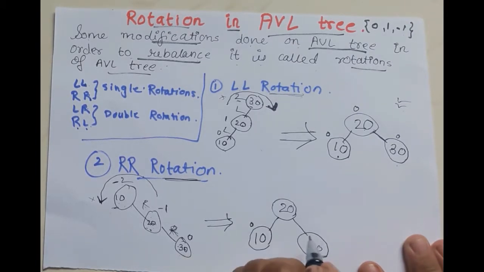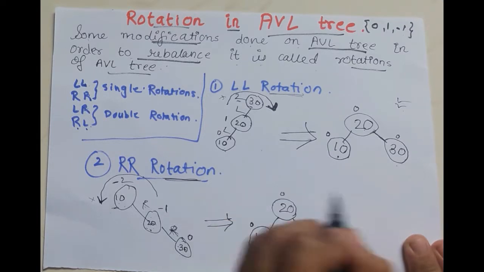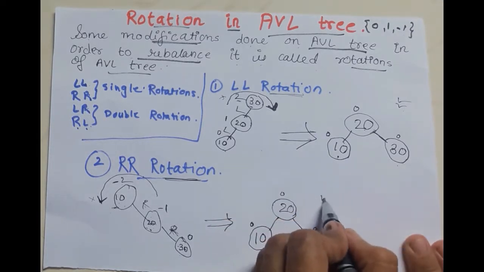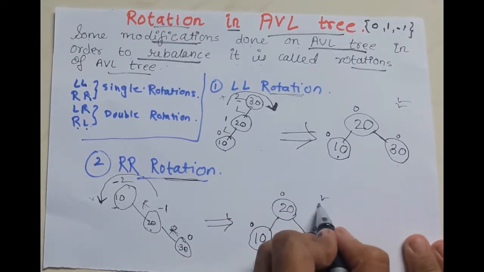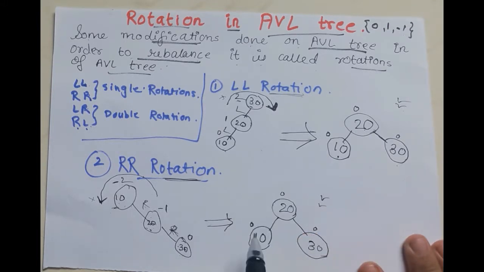Okay. Now the balance factors are maintained. Binary search tree property is also maintained. Correctly, see, 10 is less than 20, 30 is greater than 20. So binary search tree property is also maintained. Balance factors are also maintained. So now this tree is balanced. Okay. So this was RR rotation, right?